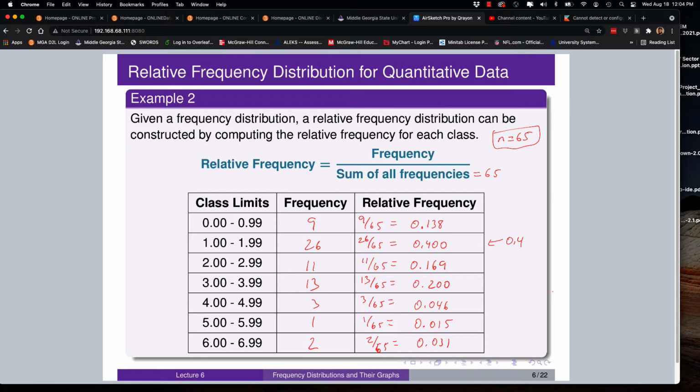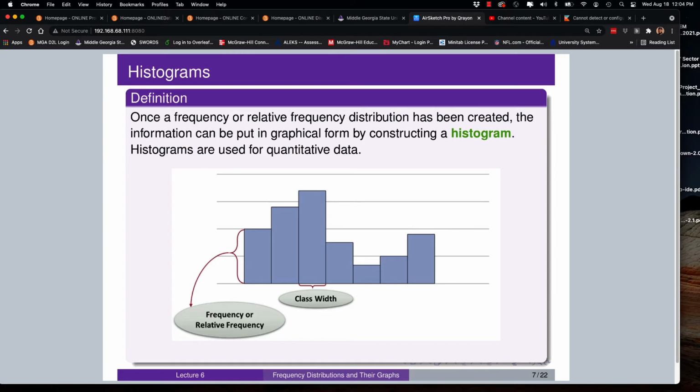Okay, so there are the relative frequencies. Now we can build either a frequency graph or a relative frequency graph and move on with that. All right, so let's move on to that and talk about histograms in general. So once we've created those kinds of charts by hand, we could construct a histogram. Again, I'm not going to make you do these by hand. We're going to do them with our programs later in the semester.